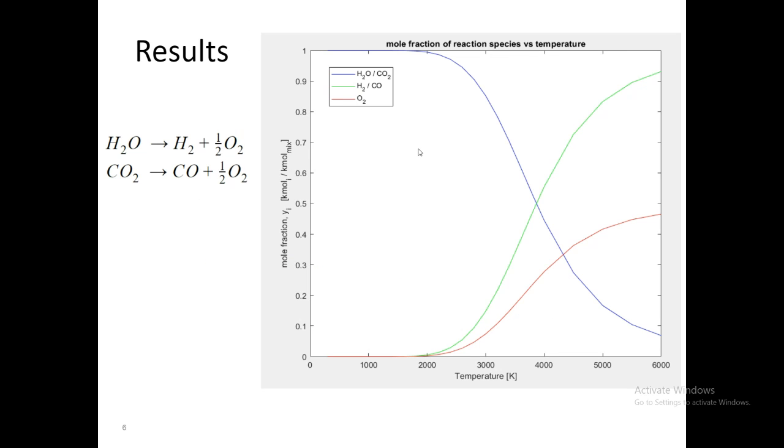So for the results, we need to understand the relationship between mole fractions versus temperature. So I plotted the mole fraction of the reaction species versus temperature, and clearly there is a relationship between the two. The initial product decreases significantly versus temperature, and at the same time the mole fractions of the products increase significantly with temperature, with the mole fraction of oxygen being always half of the mole fraction of the fuel, mainly because of that 2-to-1 relationship in the chemical equation.